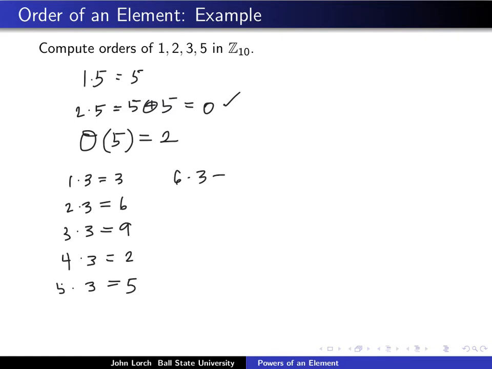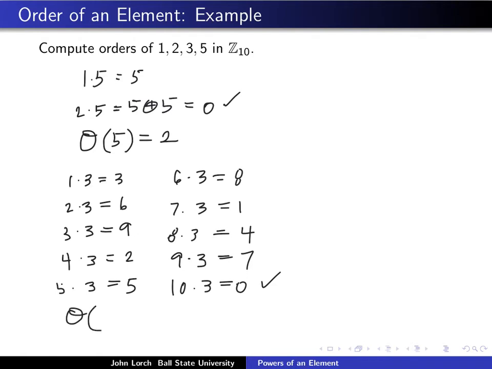6 times 3 is going to be 8. 7 times 3 is going to be 1. 8 times 3 will be 4. 9 times 3 will be 7. And finally, 10 times 3 is going to be 0. So we had to go a long time in our multiples of 3 before we ended up back at the identity, namely 0. So in this instance, we say that the order of 3 is equal to 10.